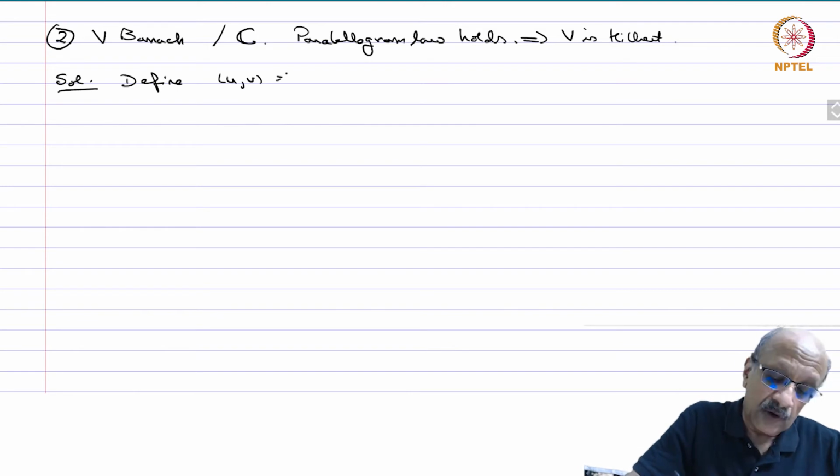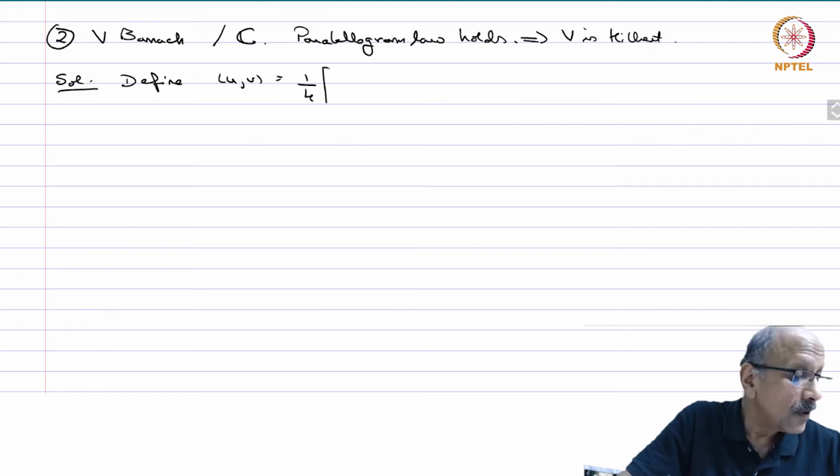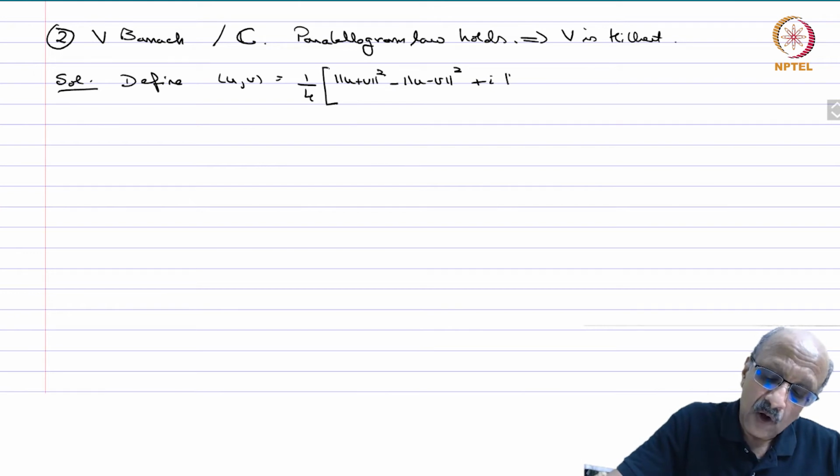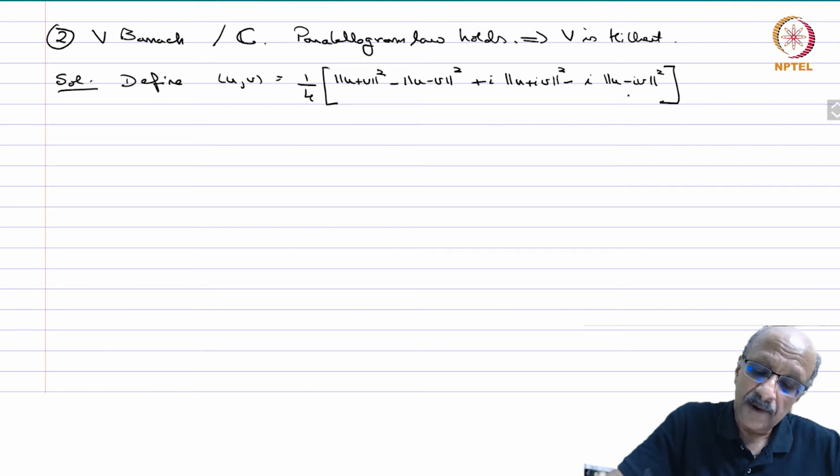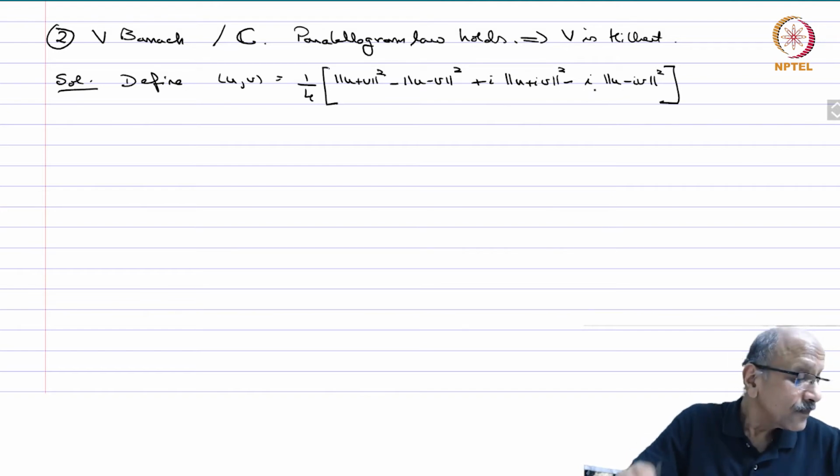So (u,v) equals 1/4 of norm u plus v squared minus norm u minus v squared plus i times norm u plus iv squared minus i times norm u minus iv squared. So it's very similar to the real one. If you take this, this is the real part, and this imaginary part also looks very much like the real part.